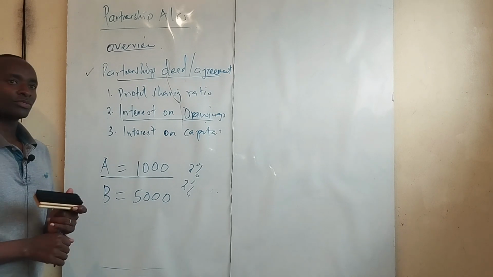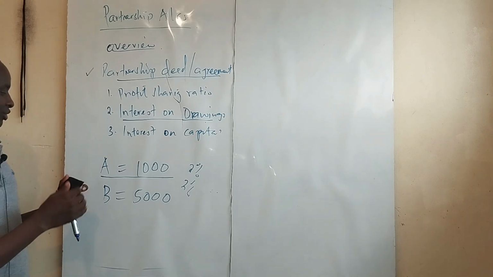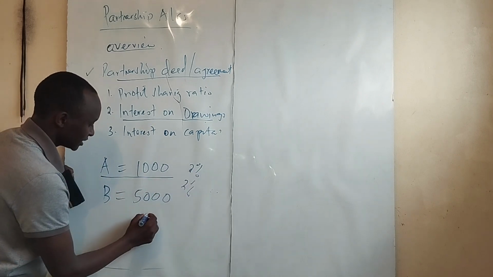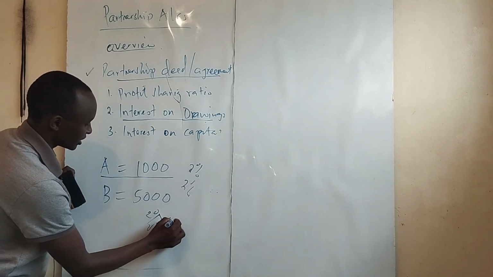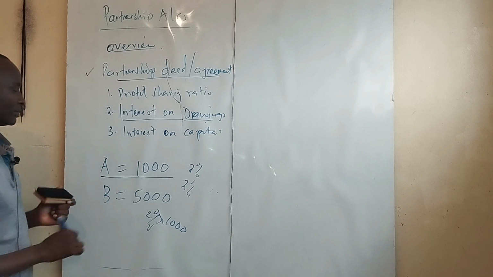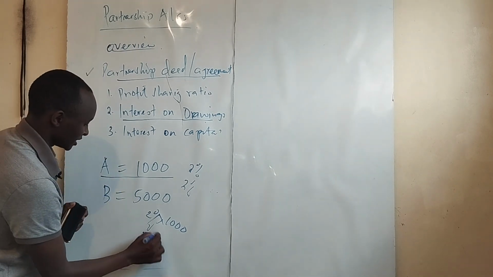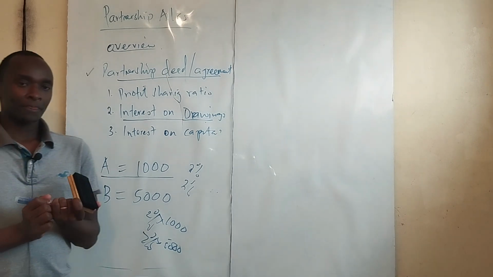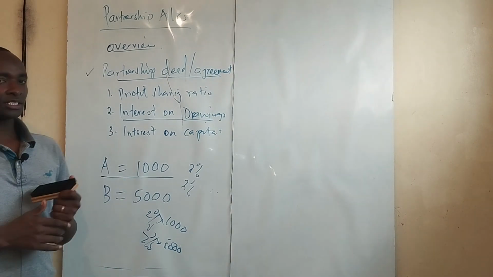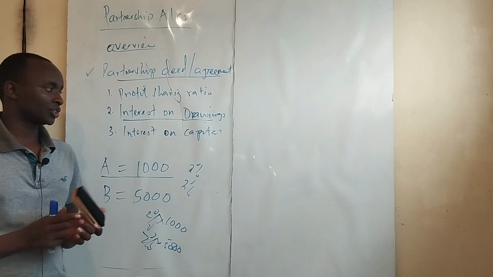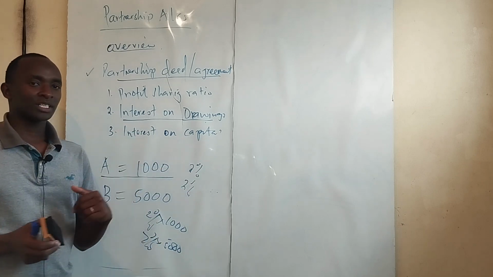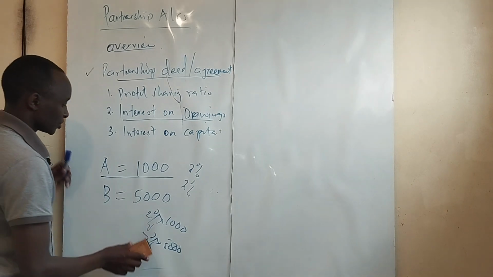So when preparing the financial statements of the partnership business, it's important to calculate the 2% of the capital for partner A, and then 2% of 5,000 for partner B. So that one is a benefit to the partner at the end of the financial period. And I will show you how to treat this information in their respective accounts. We are going there.